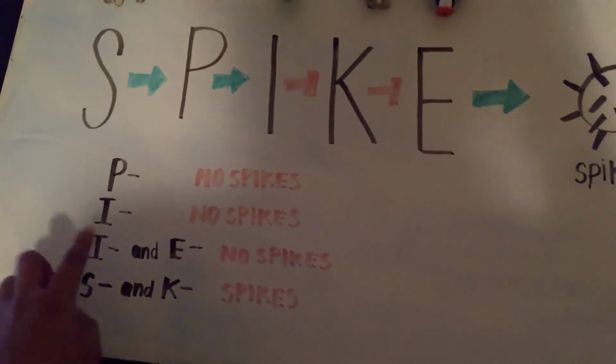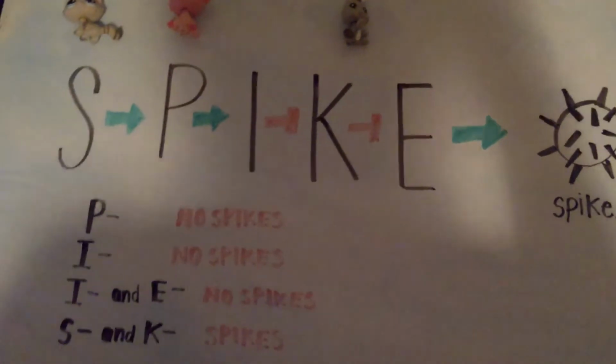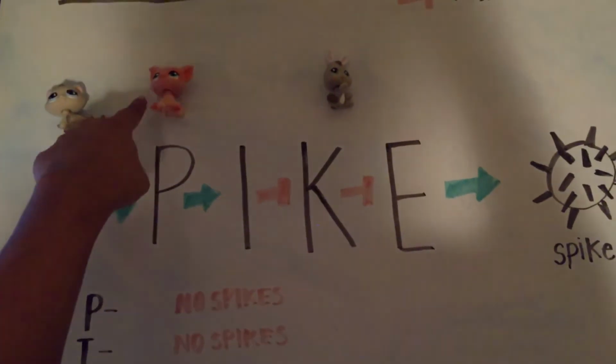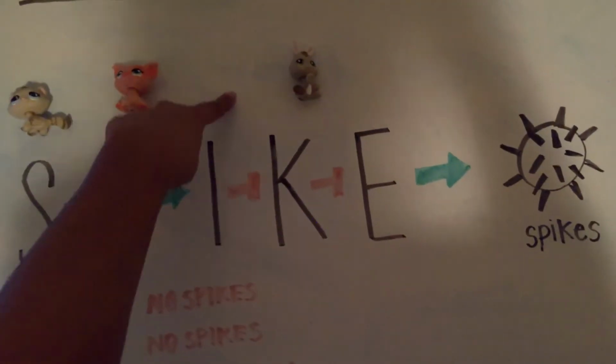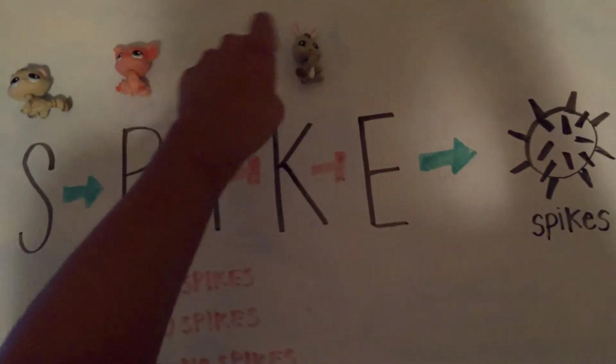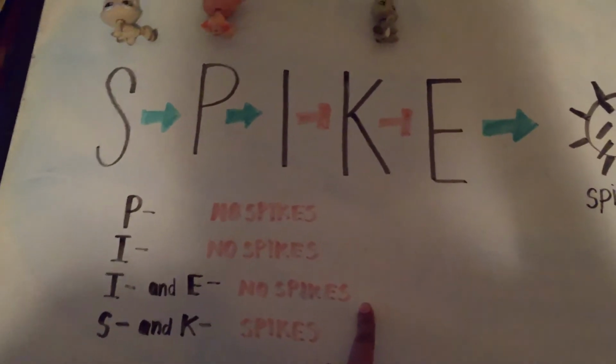Next, we're going to remove the iguana and the emperor penguin. In this example, the Siamese cat can activate the pig, but the pig cannot activate the iguana, and nothing is there to inhibit the kangaroo, and nothing is there to activate the spikes. So no spikes are created when both of these are removed.